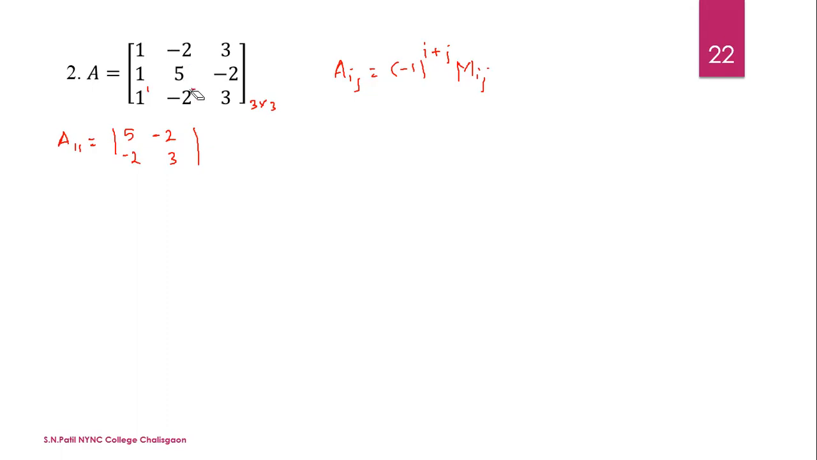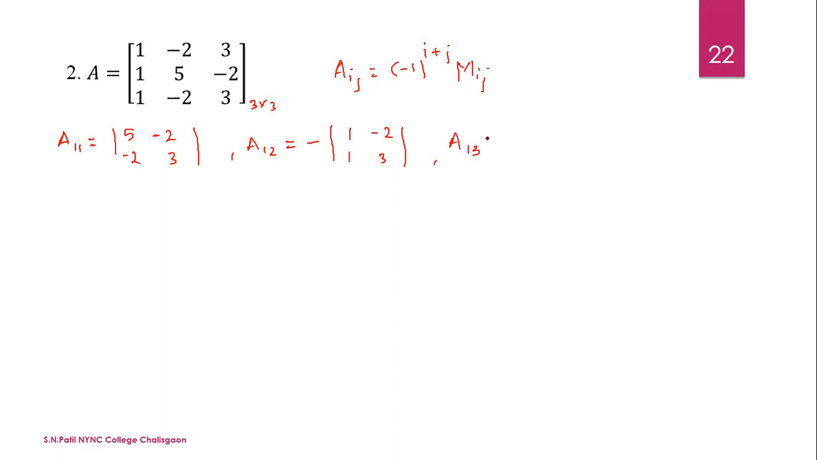Now next element A12, that is first row second element. So here the minor of A12, deleting row and column, is 1, minus 2, 1 and 3. And here minus 1 raised to 1 plus 2. 1 plus 2 means what? Minus 1 raised to 3, that is odd. That's why minus.